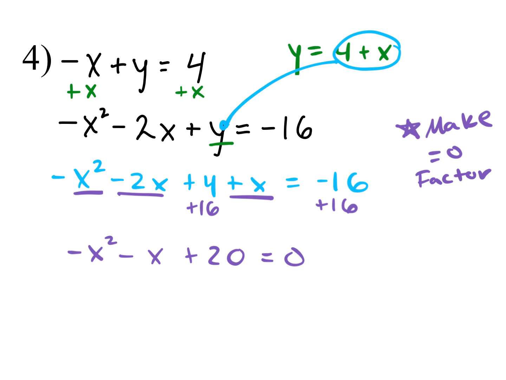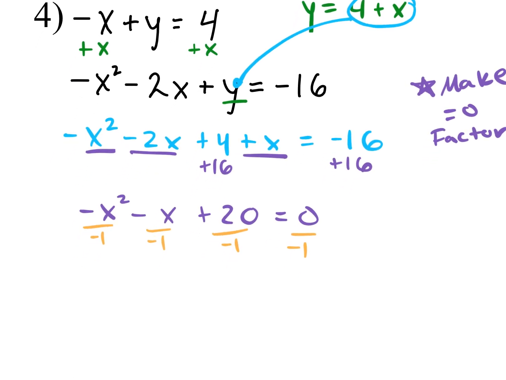Divide everything by -1. Perfect. We always like it when our leading coefficient's positive. So let's divide it by -1. We're going to change the signs of everything. So that gives me x squared plus x minus 20 is equal to 0. Now we can factor it normally.